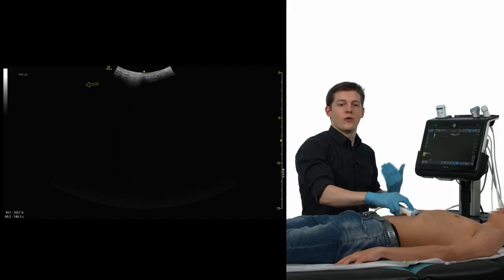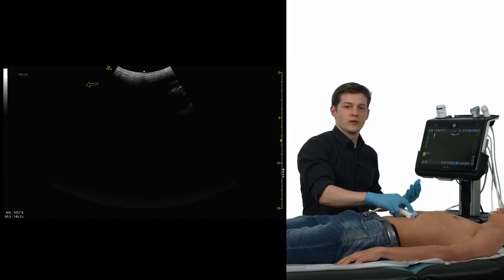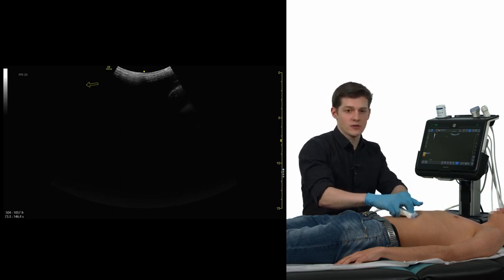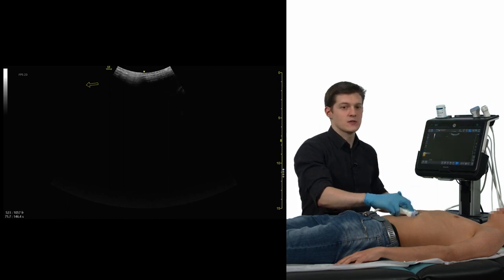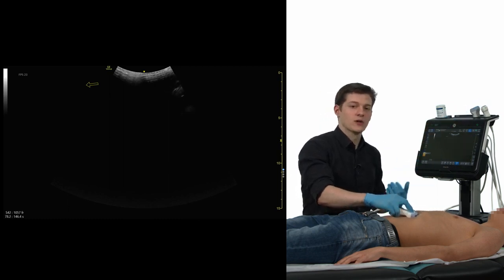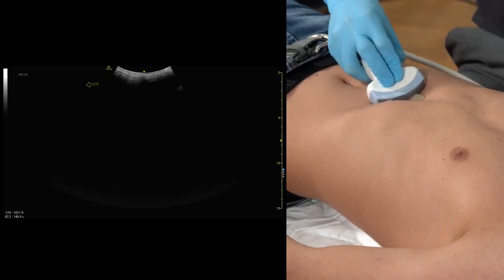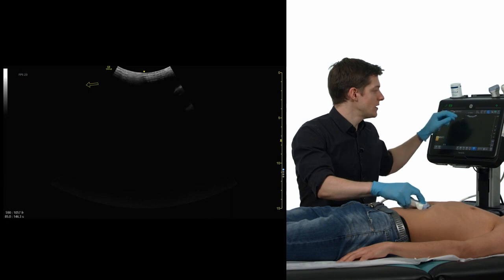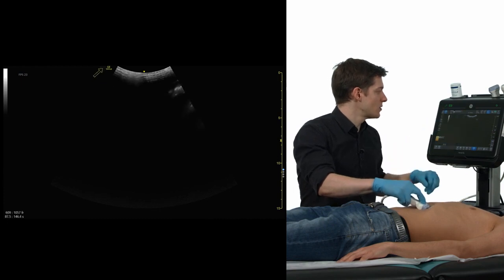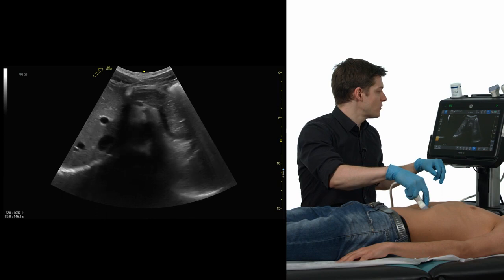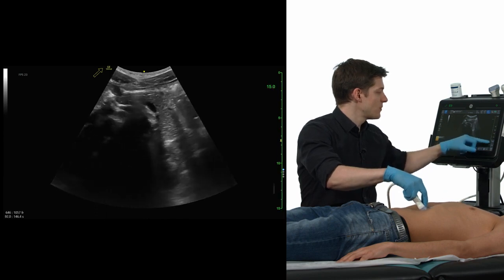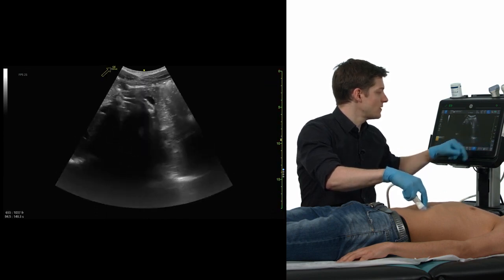Let's take a look how we can visualize the heart with our ultrasound machine. For the evaluation of a subcostal four-chamber view, we can either use a convex transducer or a cardiac transducer. Now we'll show you how to do it with a convex probe. Be aware that the marker points to the right side of the patient. So here on the screen, this is the right side of the patient. And we have to adjust the depth, approximately 20 centimeters of depth.